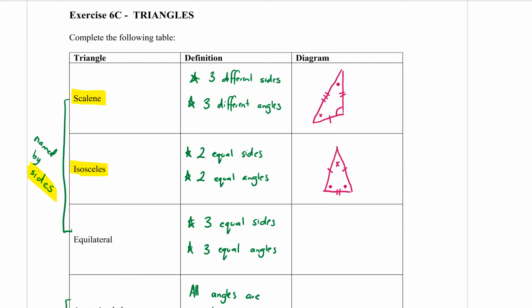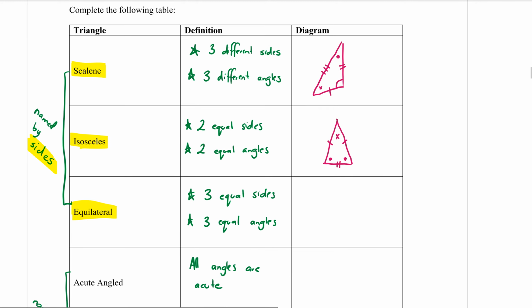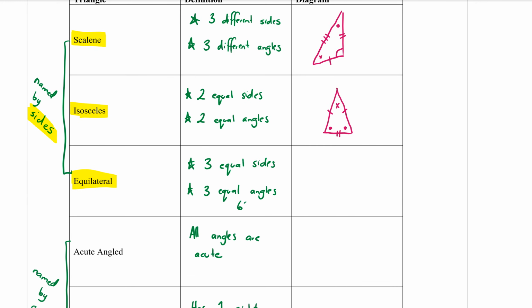The third type of triangle is called an equilateral triangle, and that is where all three sides are the same and all three angles are equal, and that does mean that all the angles will have to be 60 degrees. So here is a diagram that I hope looks like an equilateral triangle, where we want all three sides to be the same length and all the angles are the same, and I'm even going to write 60 degrees in there to remind us that they will have to be 60 degrees each. Okay, that's named by sides.